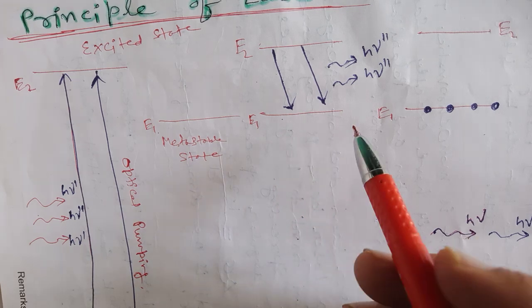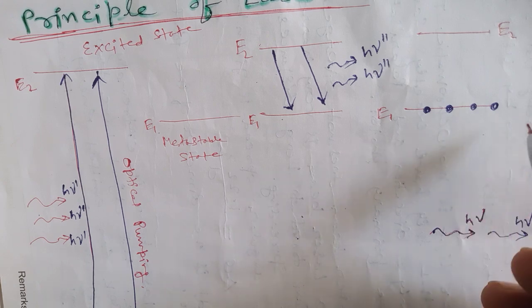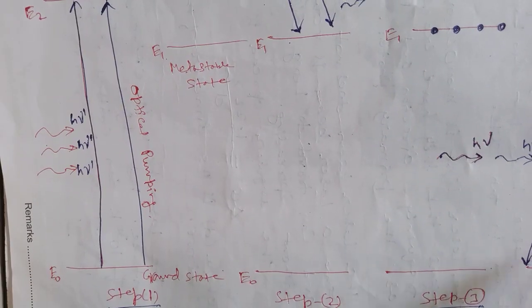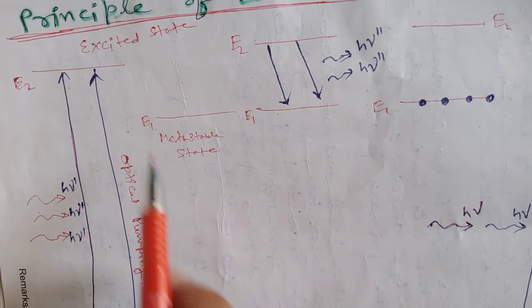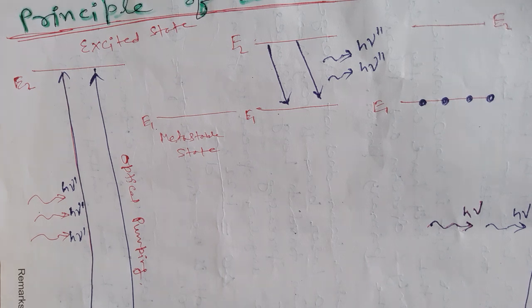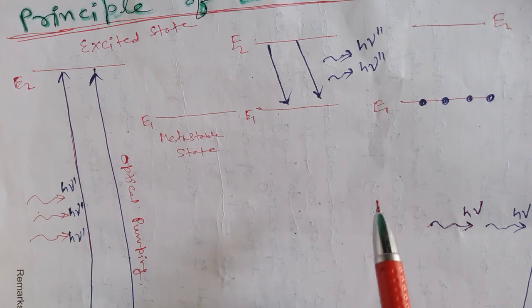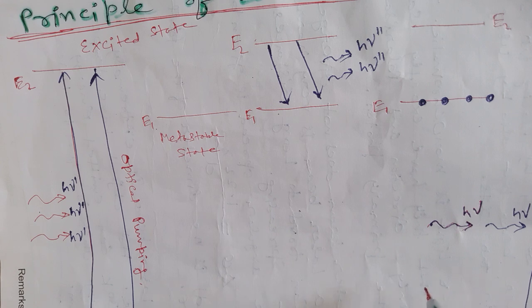So the process of achieving a larger number of atoms in the metastable state than the ground state is the most important requirement for the principle of laser action. Then stimulated emission will take place. That's why this is the principle of laser action. So what is the principle of laser action? The process of achieving a large number of atoms in the metastable state than the ground state, then only stimulated emission will take place and laser action will be performed.